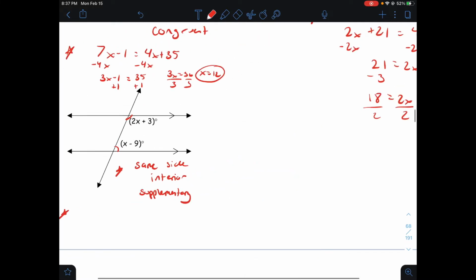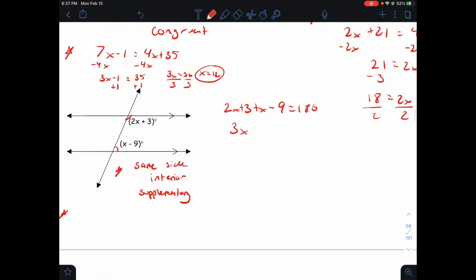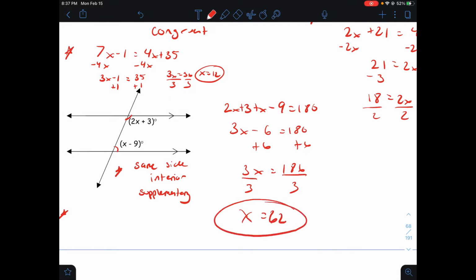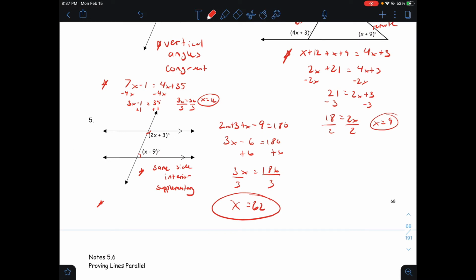So to set this up, you should do 2x plus 3 plus x minus 9 equals 180 because they're supplementary. You'd get 3x minus 6 equals 180. Add 6, we get 3x equals 186. Divided by 3. And you should get x is 62. Very nice. All right, so that was our warm-up. Hopefully that was pretty familiar.